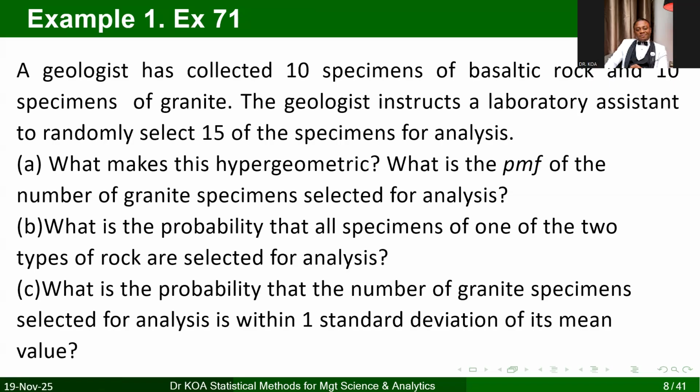That is why we have the probability of X equals 10 if all, because you are dealing with all, because you are looking for the probability mass function. The probability that X is equal to 10 for the granite because there are 10 of the granite. Then if all of the basalt is selected, the probability that the rest will be granite will also be the probability that X is 5. So that's what you calculate.